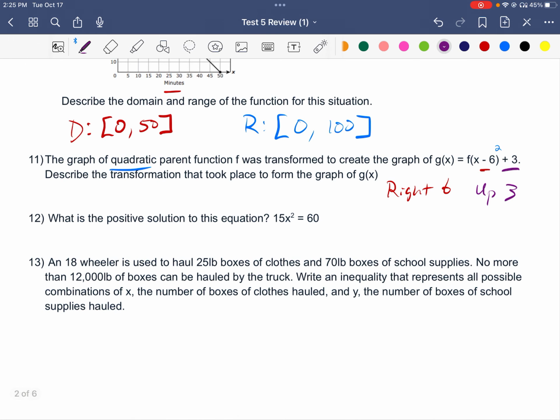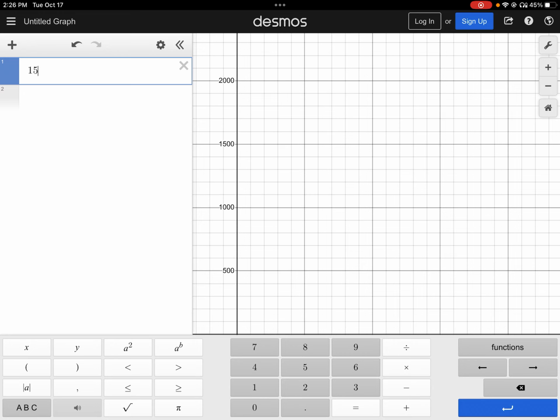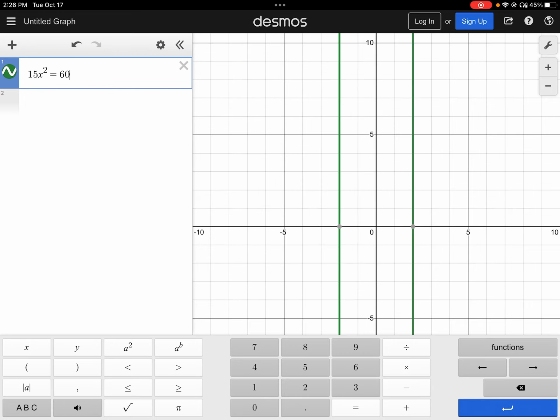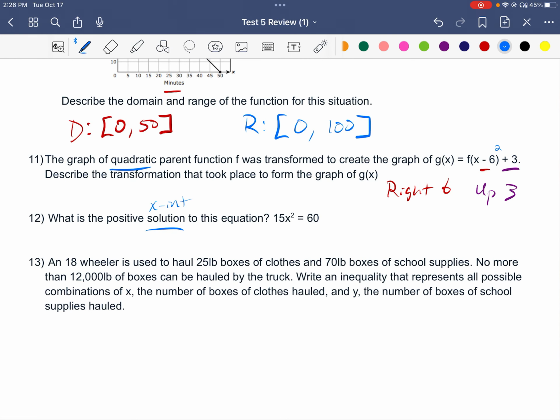12. What is the positive solution to this equation? A couple ways you could do it. You could solve it, or, I think the easier way to do it, it's asking for the solution. That's the x-intercept. Let's type it in Desmos. 15x squared equals 60. All right. We've got two solutions, -2 and +2. It just says, what is the positive solution? So +2.